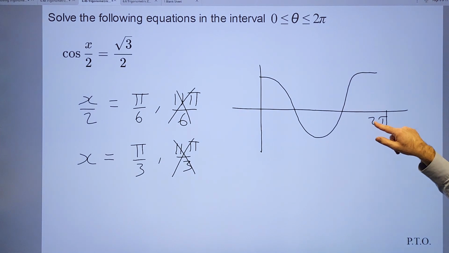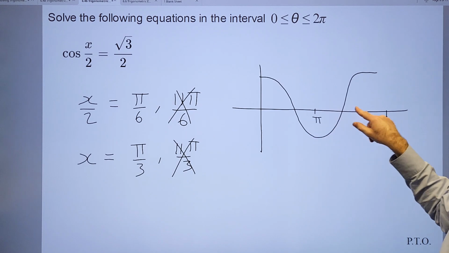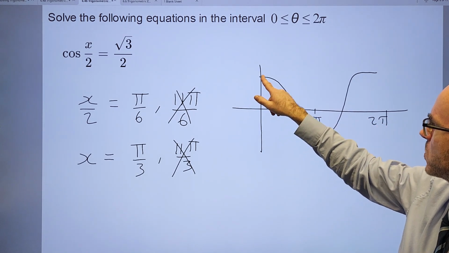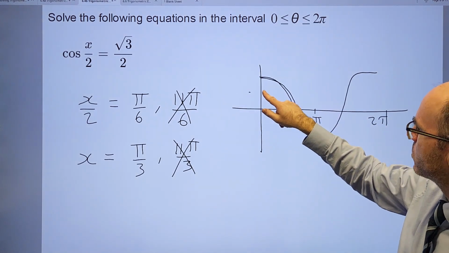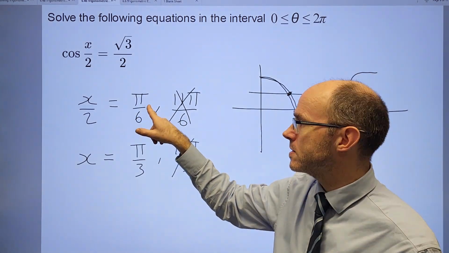So that 2 pi, that gets doubled to 4 pi. This figure here of pi, when we double that, that gets to 2 pi. So we only want answers between here and here. And where's the graph crossing? Just once. Here, just once. So our first answer, that was needed.